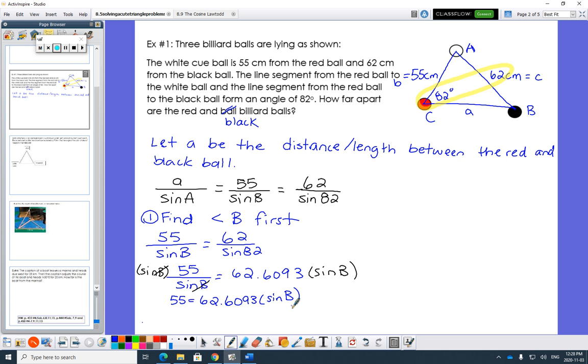And now the sine B is on that side, which is great. Yes, it's in the top. We're good. However, it is still not isolated. So now, in order to get the sine B by itself, we need to get rid of this, or do the opposite operation. So if this is multiplying, what are we going to do? Divide. Okay, so they cancel. I'll put it in a lighter color so hopefully you can still see.